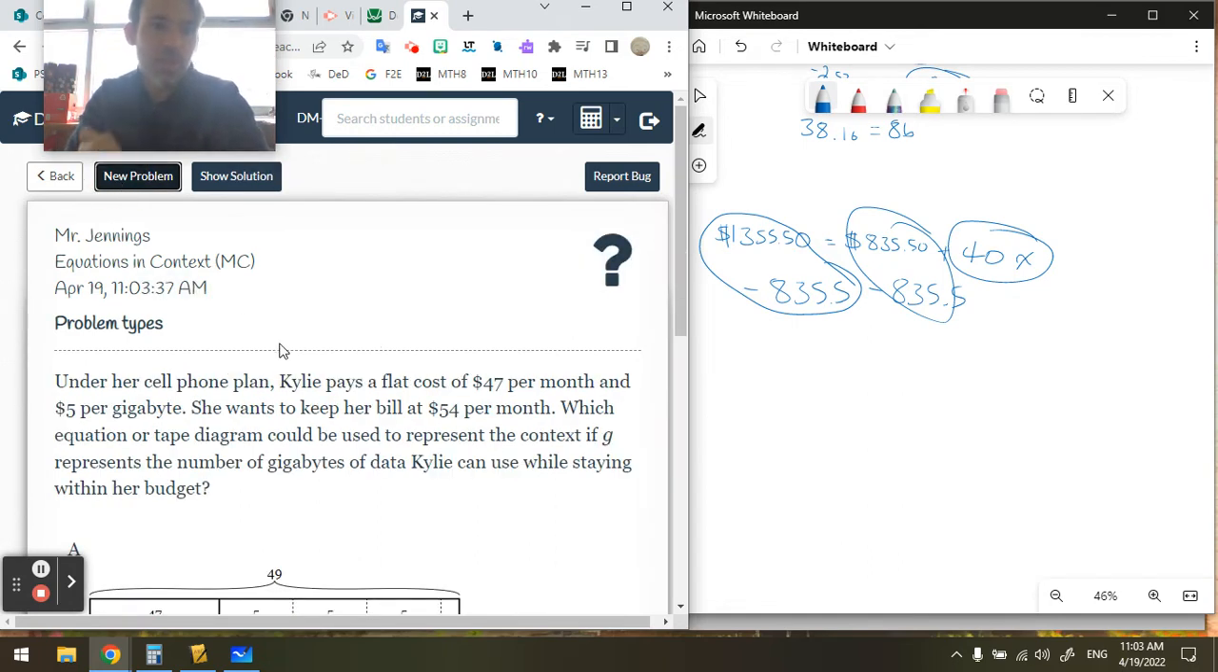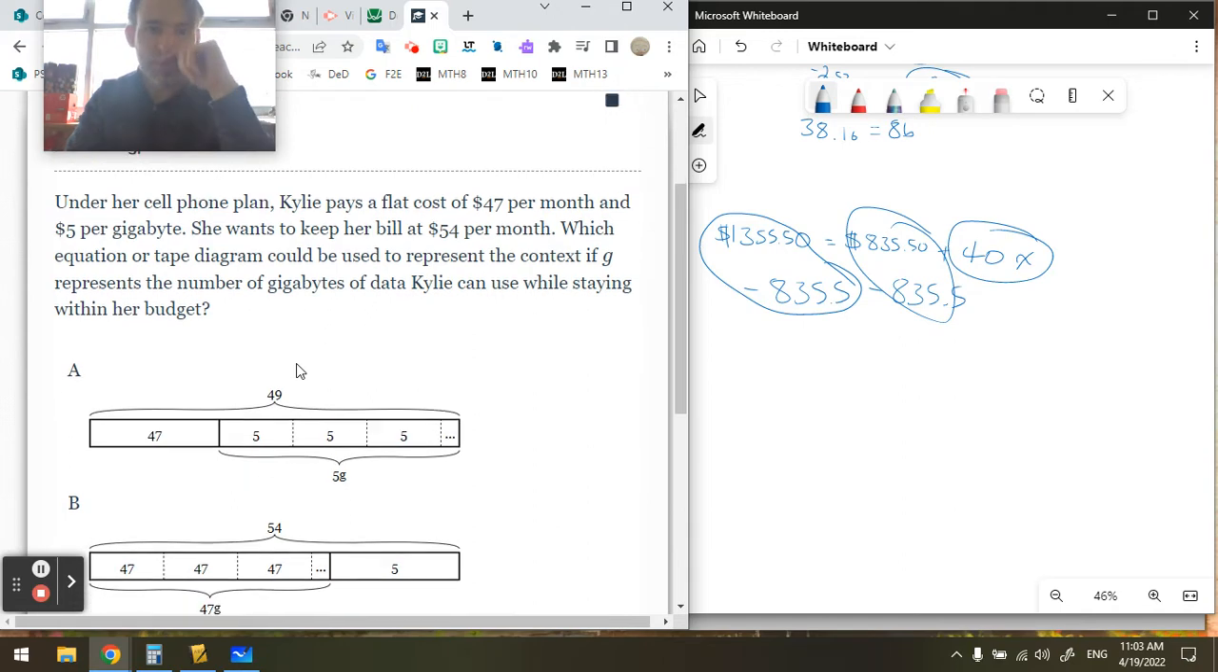New problem. Okay, under her cell phone plan, it has a flat cost of 47. So this looks good. There's the flat cost of 47 plus 5 multiplied by G, and that would be $5 per gigabyte. Okay, so this would accurately reflect her cell phone plan, but she wants to keep her bill at 54 per month. So that's the total we're looking for, not 49, 54.